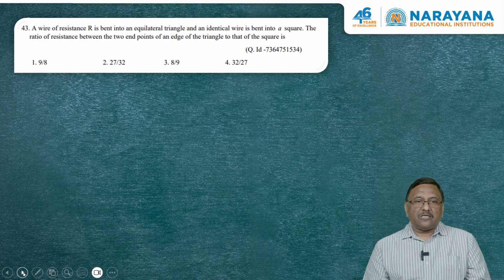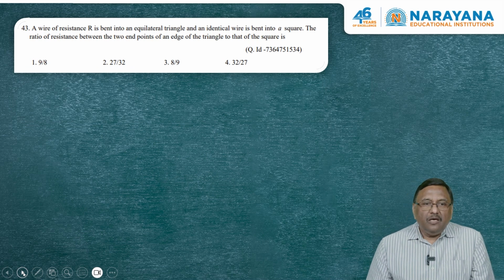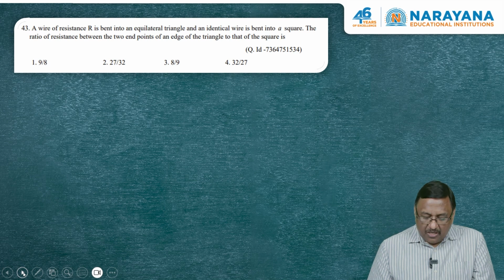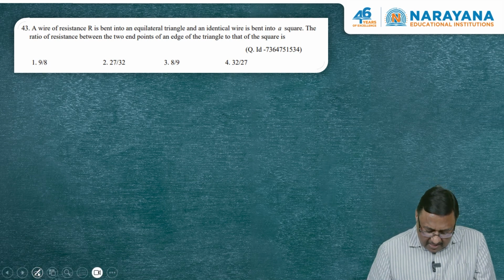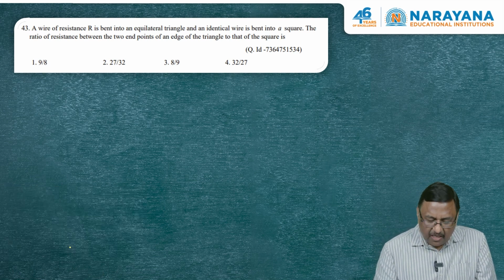Now let us come to the next question. Here it says a wire of resistance R is bent into an equilateral triangle and an identical wire is bent into a square. The ratio of the resistance between the two end points of an edge of the triangle to that of the square. It is a very simple question, I think the easiest question again from the current electricity part.